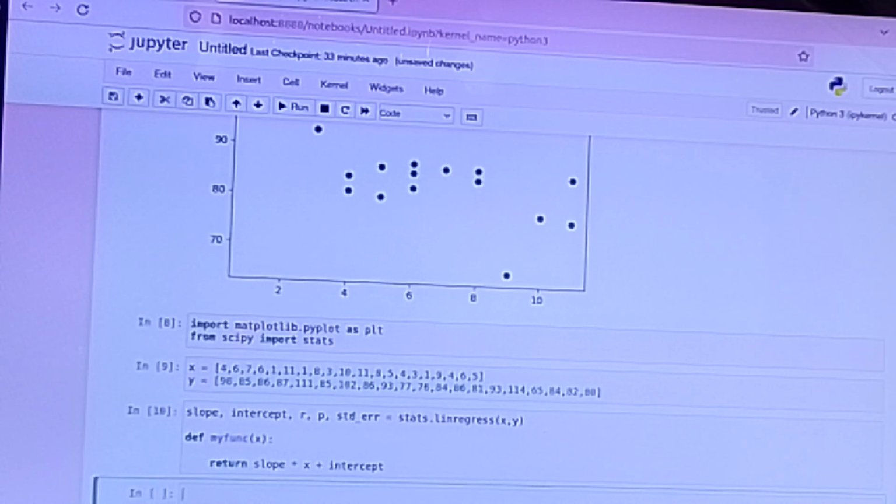Now I will be just introducing my model. So let's write this.